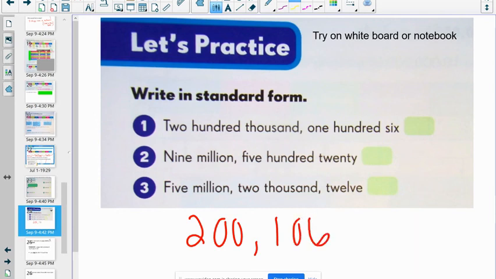200,106. Where it can get tricky is if there are zeros inside of a number in some of the place values. Sometimes you just need to stop and think. 200,106. The absence of value is a 0. So you put a 0 in that number. And that just about wraps up the guided foundational part of the lesson.